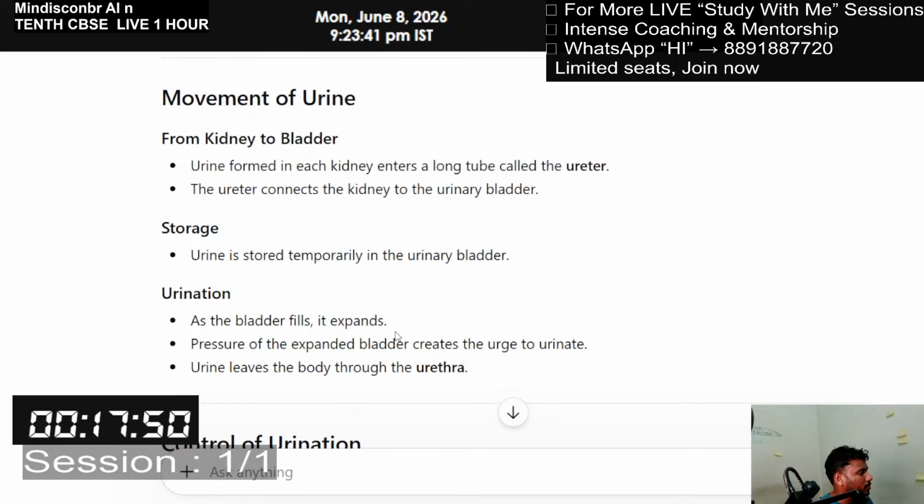As the bladder fills, it expands. Pressure of the expanded bladder creates the urge to urinate. Urine leaves the body through the urethra.